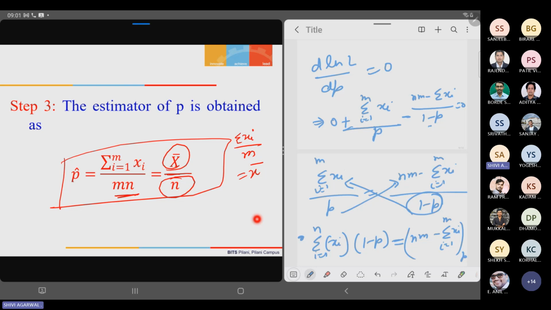The binomial estimator, you can say the maximum likelihood estimator for a binomially distributed random variable x with parameter p. Okay, so that is the estimator of p.